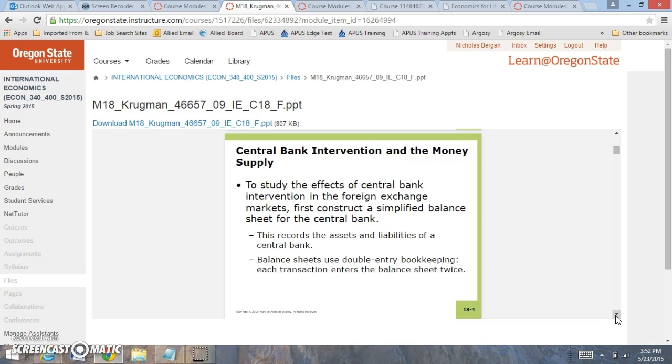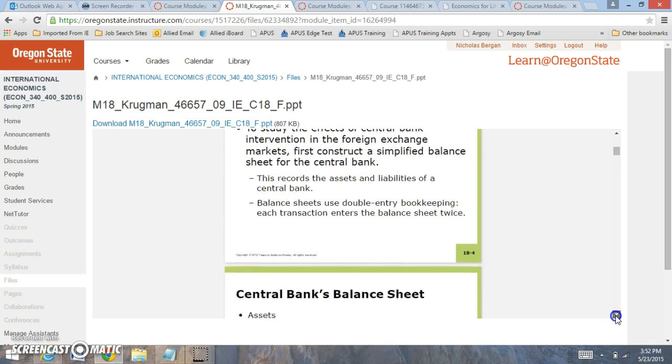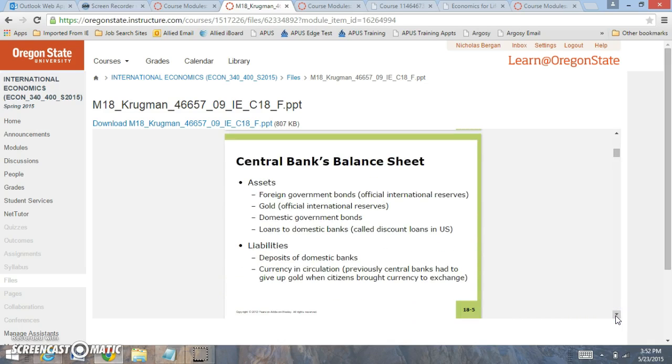You'll notice that the central bank will intervene, and it will be caused by changes in the money supply. And changes in the money supply will cause the bank's balance sheets to change. But the central bank has to be aware of these changes and fluctuations.